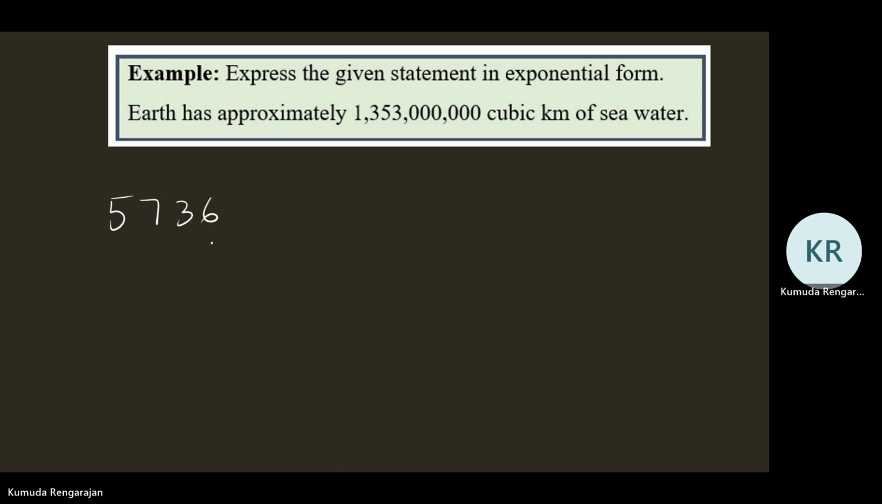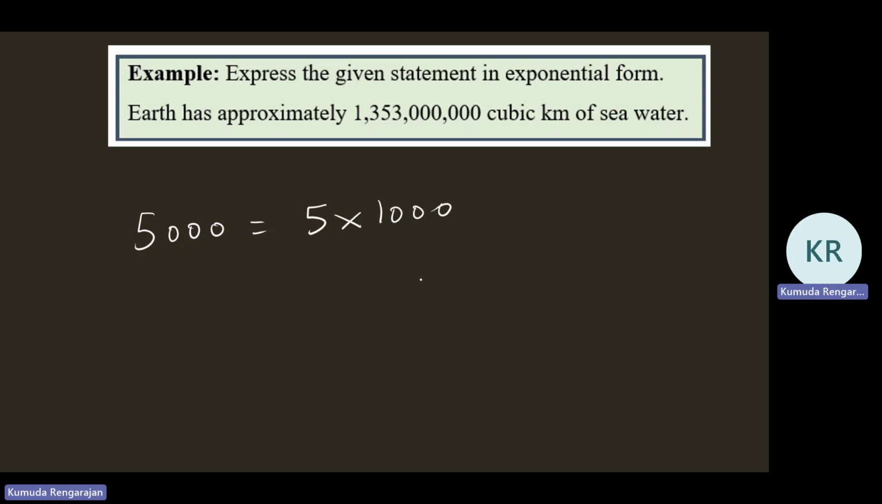5736. Okay, let me start with a simpler number. 5000. Now, you all know you can write 5000 as 5 into 1000, correct? 5000 is 5 into 1000. We know that. And now this is nothing but 5 into, what is 1000?